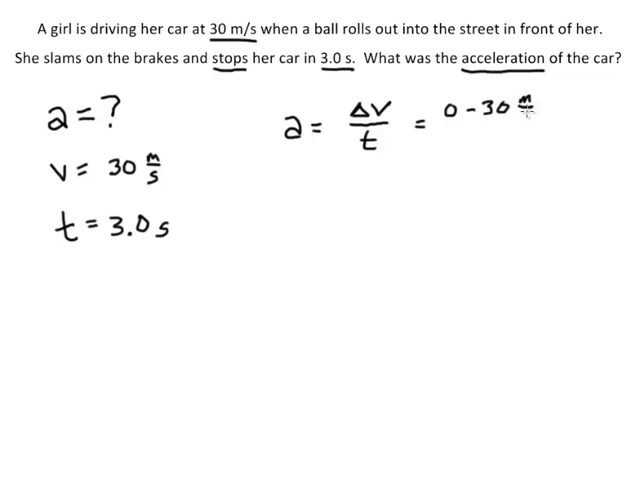Another way of thinking of that is that she lost 30 meters per second worth of speed. And it took her 3 seconds to do this. And if we do the math here, negative 30 over 3 is minus 10 meters per second squared. And that is the acceleration of our car.